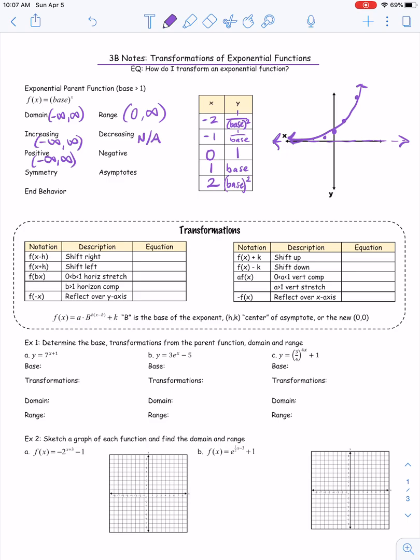Where is it negative? Never. Remember, positive and negative is above the x-axis or below the x-axis. This whole entire graph is above the x-axis, so it's all positive. There is nowhere where it's negative. Symmetry, it doesn't have any.